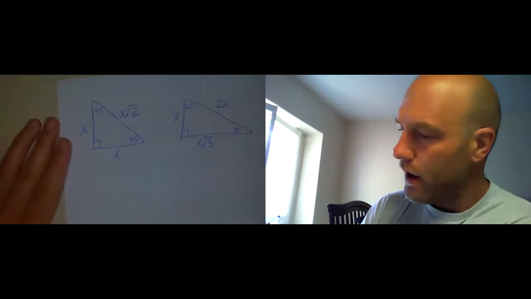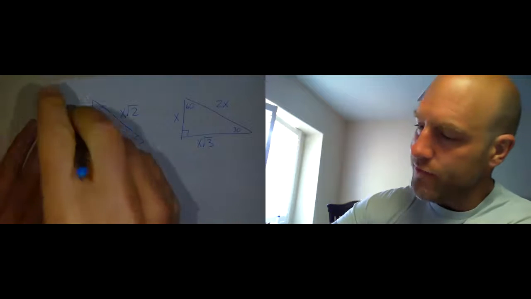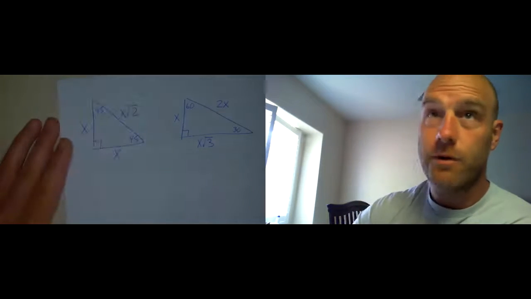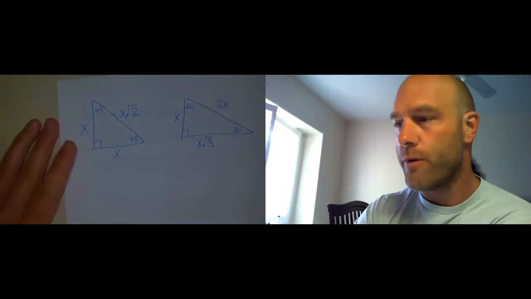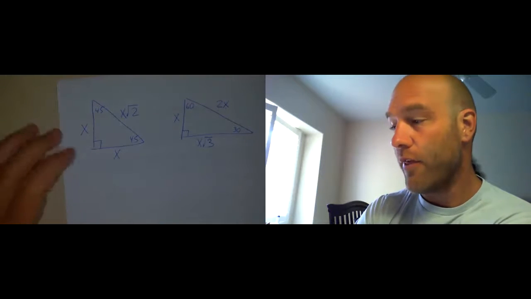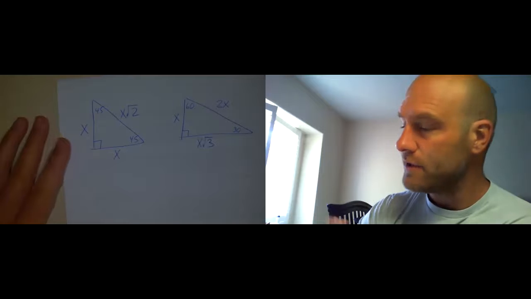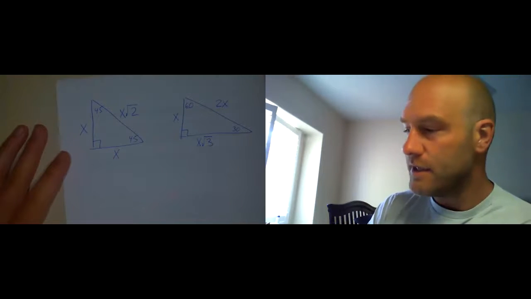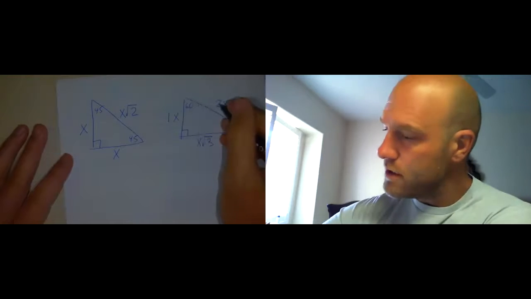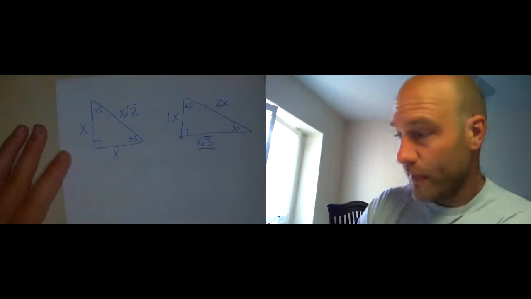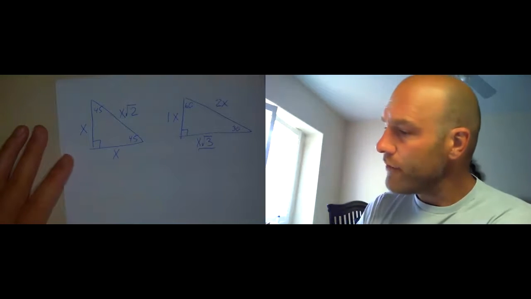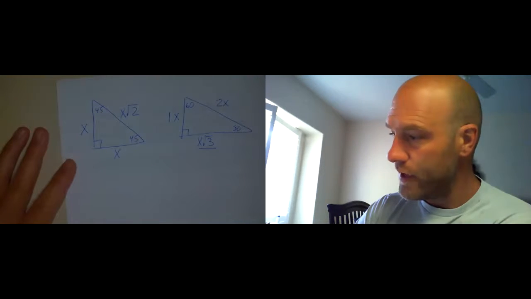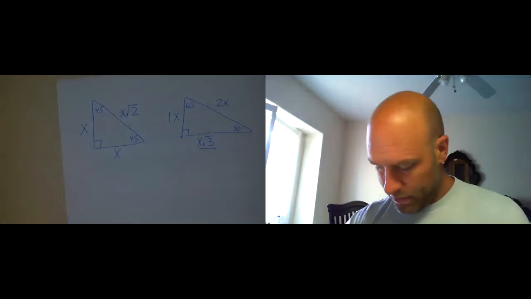Ways in which I try to help people remember it. In the 45, 45, 90, there are 2 different side lengths. There's either x or x root 2. The root 2 kind of reflects the fact that there are 2 different side lengths. Here there are 3 different side lengths, and I end up with a root 3. It's as easy to remember as 1, 2, root 3. We did a lot of work in finding one side length based on the others for these. Definitely a doable process.